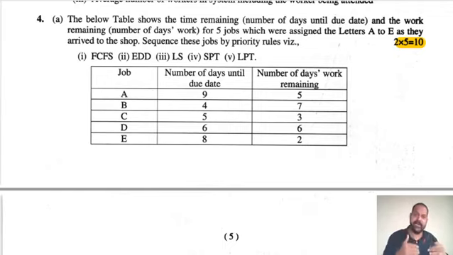A, B, C, D, E, and then that is the sequence. Number 2, EDD. EDD is sequencing jobs according to earliest due date. Therefore, these jobs will be processed according to whichever job has the earliest due date. Do that and so on.